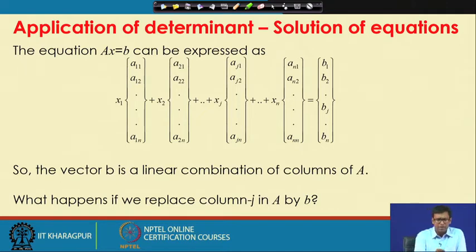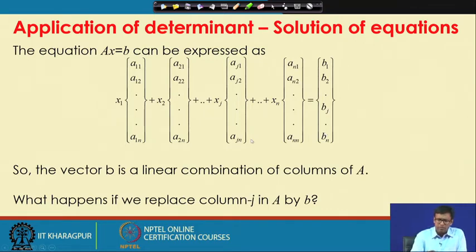So, if I have an equation Ax = B, we have discussed that this can be expressed as a summation of column vectors multiplied with coefficients x1, x2, xi, xj, xn. So, a linear combination of column vectors gives us the solution vector, the right hand side vector B. So, B is a linear combination of columns of A.